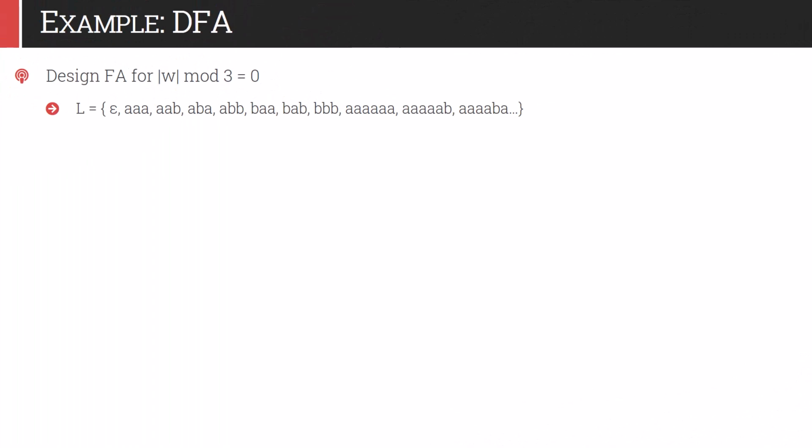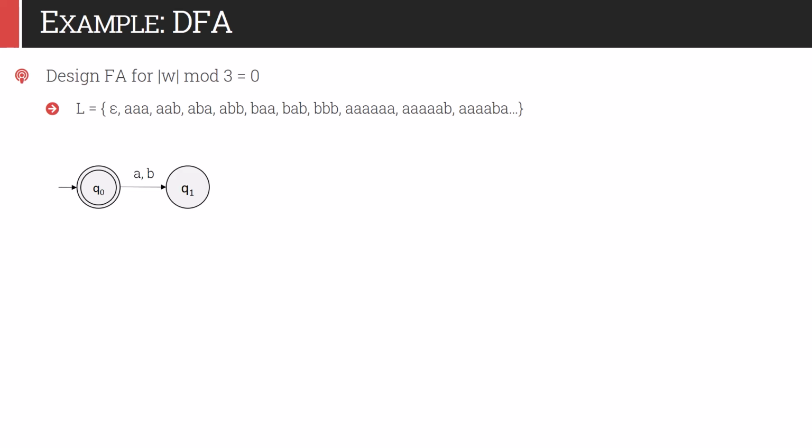Design finite automata such that string length mod 3 is equal to 0. It means the automata would only accept the strings whose length is a multiple of 3. So strings of length 0, 3, 6, 9 will be accepted. The combination of A and B could be anything, but the length would be either 0 or 3 or 6 or 9, etc. As epsilon is part of the language, the initial state would be the final state.